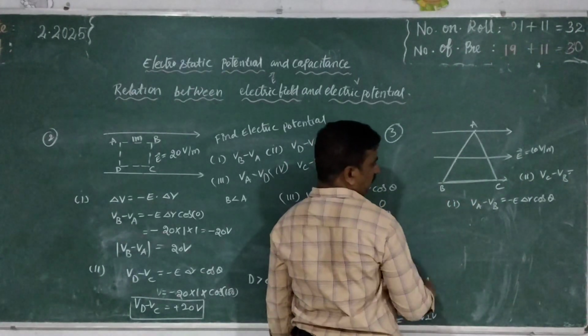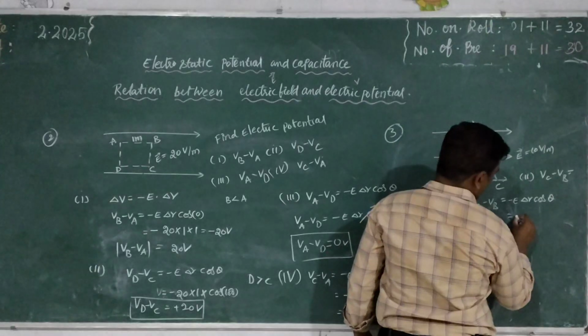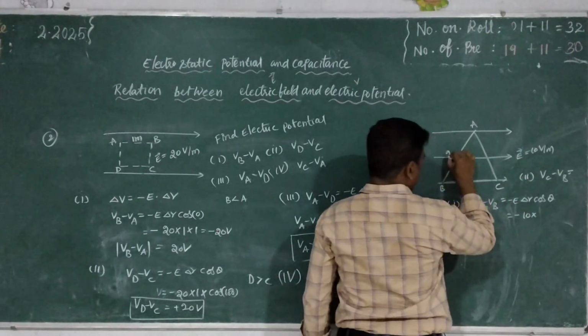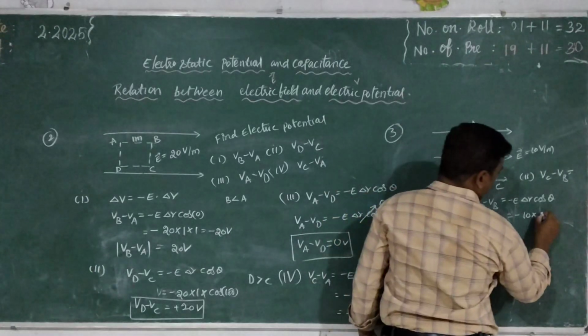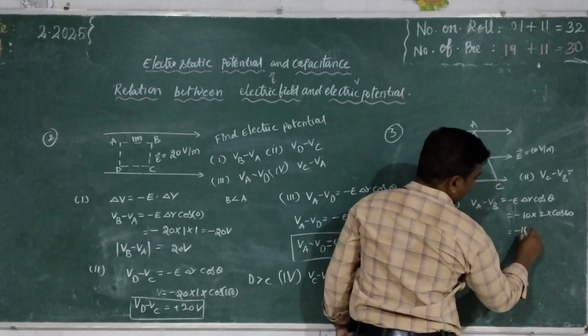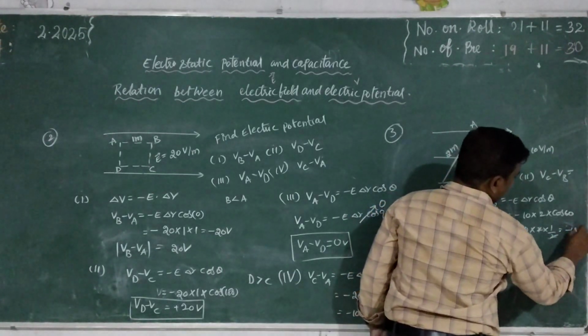So what is the electric displacement? Here theta is 60, so minus E, E means 10, into delta R, this distance is 2 meter. See, 2 into cos 60, cos 60 is 1 by 2, minus 10 into 2 into 1 by 2, the 2s cancel, so minus 10 volt.